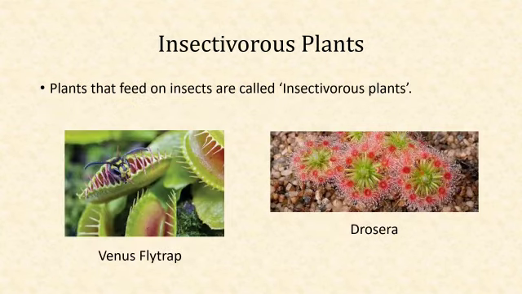Insectivorous plants. These plants obtain their food and nutrient requirements from insects and animals. These plants grow in soil which is poor in nutrients, especially nitrogen. These plants grow close to the ground. These plants have attractive colors like red or pink.